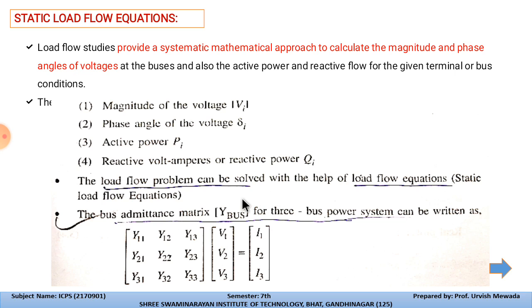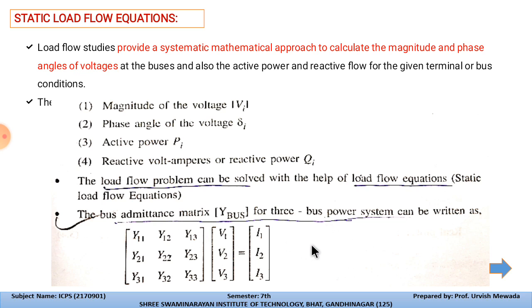So the load flow problem can be solved with the help of load flow equations. So we are deriving these static load flow equations. Now the bus admittance matrix that we already derived: I is equal to YV. The equation is I is equal to YV, because Y is the reciprocal of the impedance.